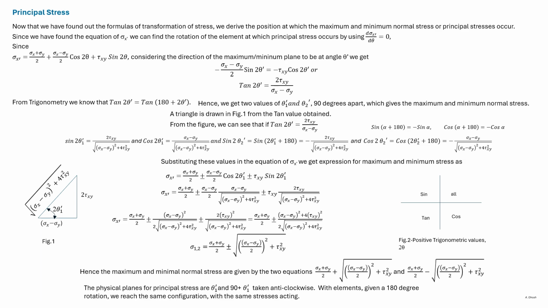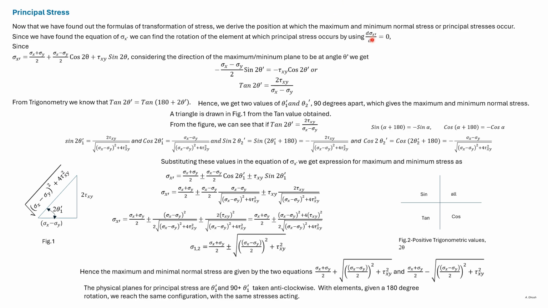Till now, we have determined the equations of transformation of stress. So this is the equation of transformation of sigma x. We'll now find out the angles at which the normal stress becomes maximum and minimum. We'll also find the magnitude of such maximum and minimum normal stress. Or we can say that we'll find out the direction and magnitude of the principal stresses.